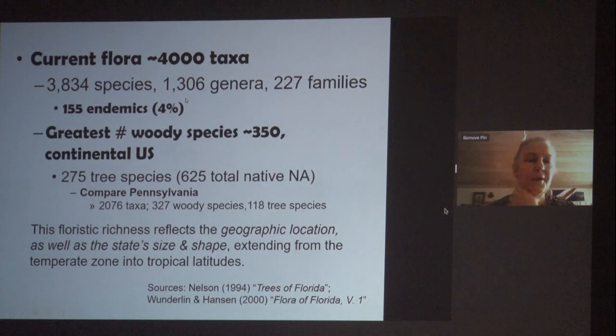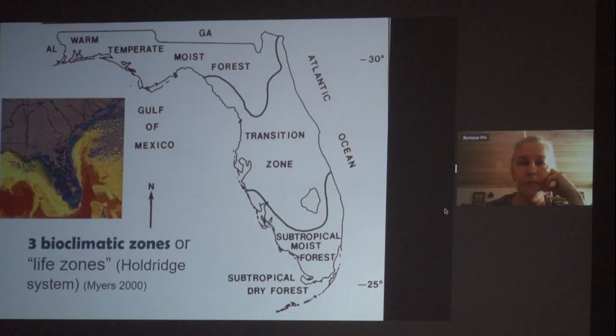Okay, so the current flora is very species rich, and that floristic richness reflects geographic position, being positioned on the southeastern coastal plain, which itself is relatively species rich, as well as the state's inherent size and shape, extending from the temperate zone into tropical latitudes.